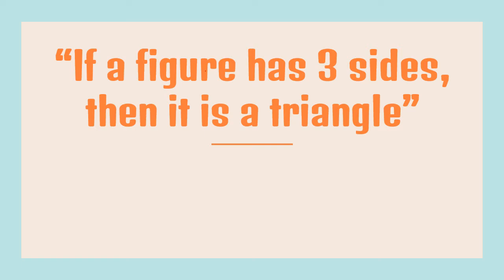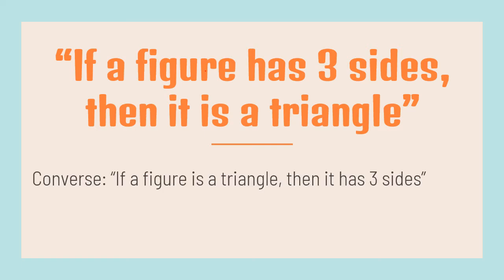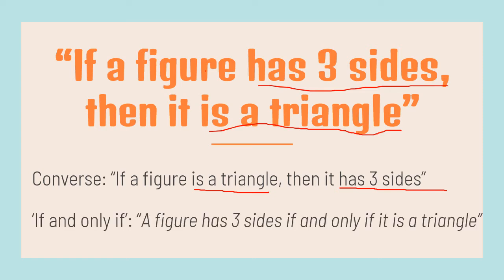So the converse of this is, if a figure is a triangle, then it has three sides. It just converts the words "has three sides" and "is a triangle." So, is a triangle, then has three sides. Then, if and only if a figure has three sides, if and only if it is a triangle.